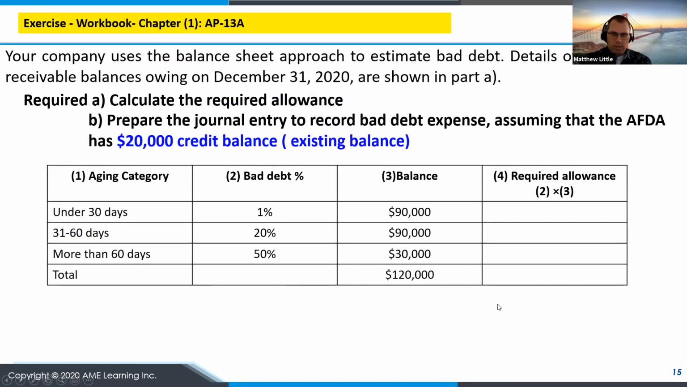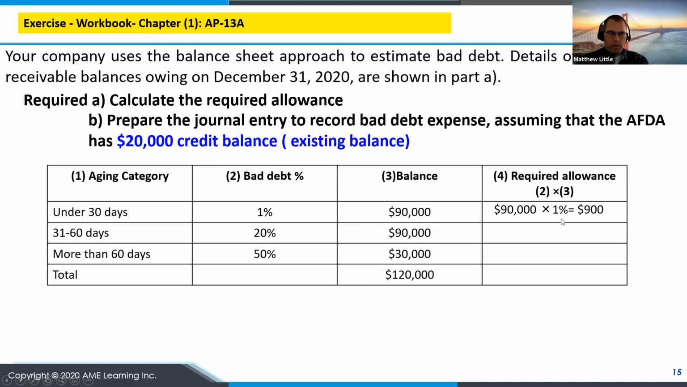All right, so let's go through another little example, and we use the balance sheet approach to estimate bad debt. Details of the accounts receivable are shown in this part below, and we need to prepare the journal entry to record the bad debt expense, assuming that the AFDA has a $20,000 credit balance already. So we have the different categories. What we believe is uncollectible is a percentage of 1%, 20%, and 50% against the balances in each of those buckets. So we'll do the calculation.